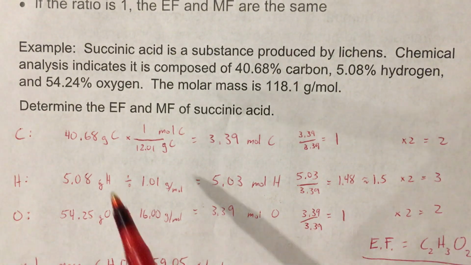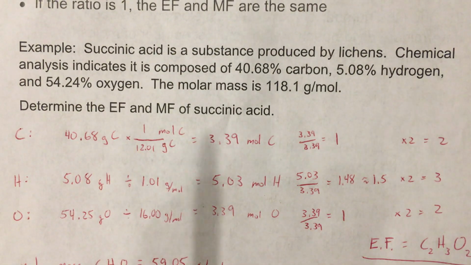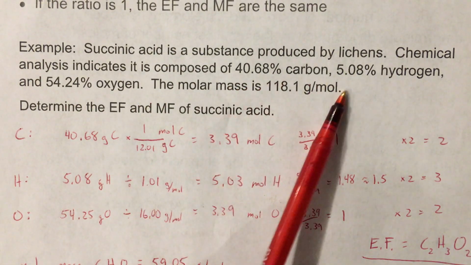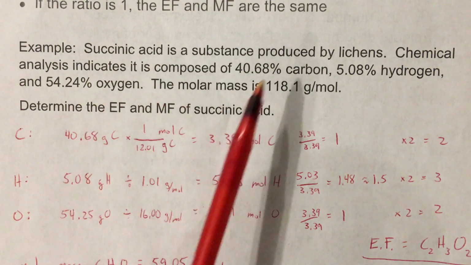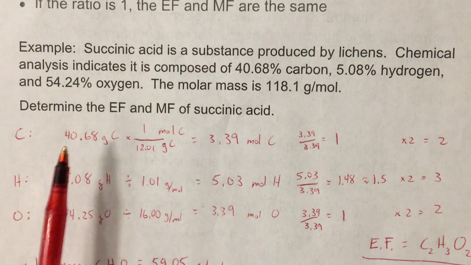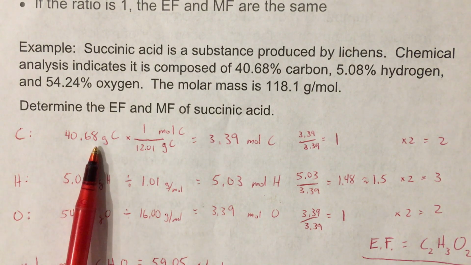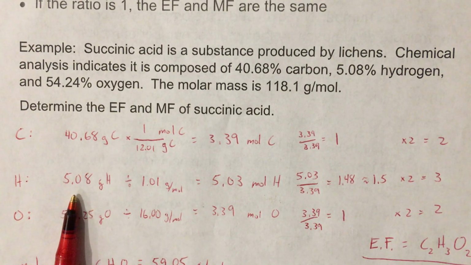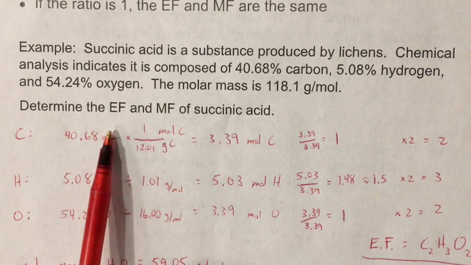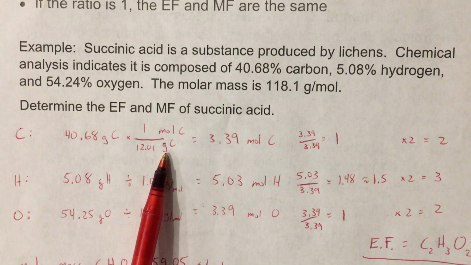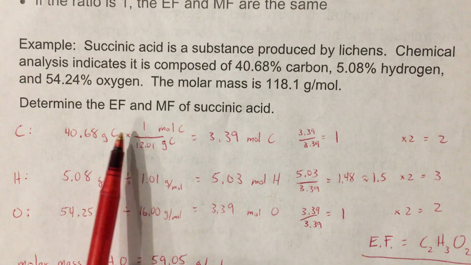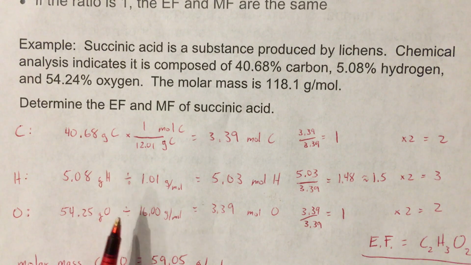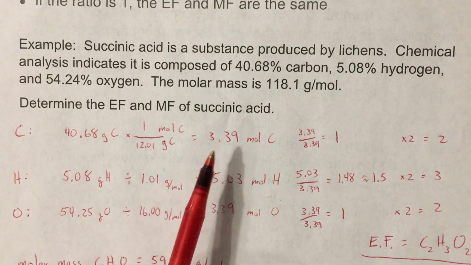So if we've got succinic acid, and again we're given the percentages, so we're going to convert those to grams. So the 40.68% carbon becomes 40.68 grams of carbon, hydrogen 5.08, and oxygen 54.25. So again, you're going to be dividing by the molar mass instead of drawing it out with dimensional analysis like I've done here. On these ones, I just quickly divide by the molar mass.